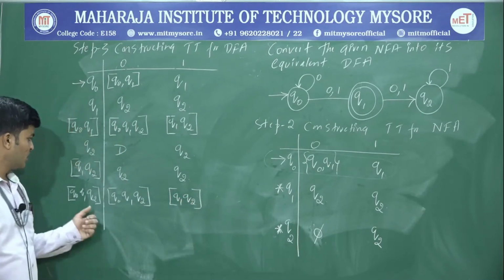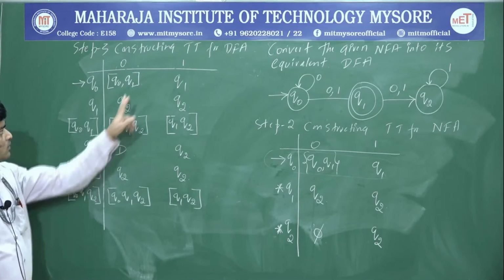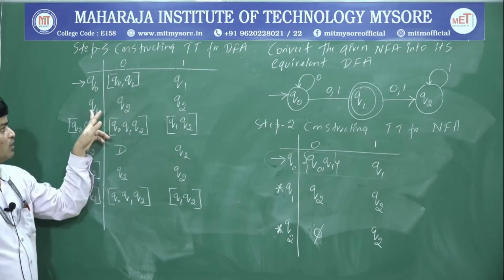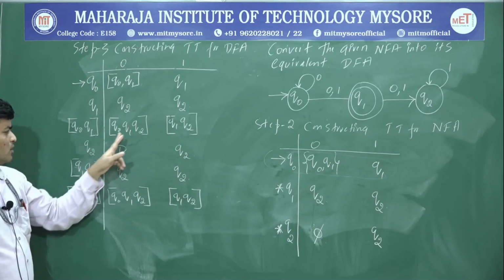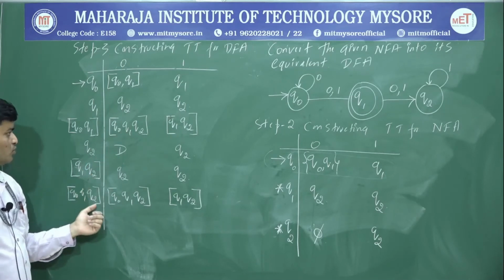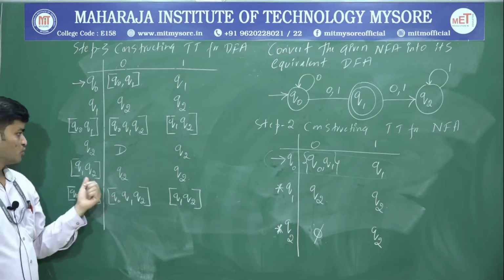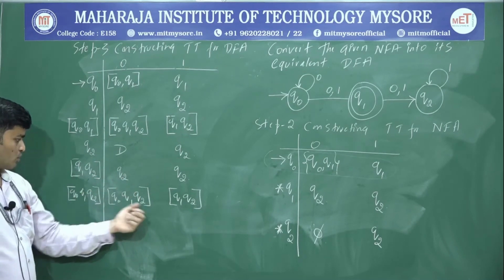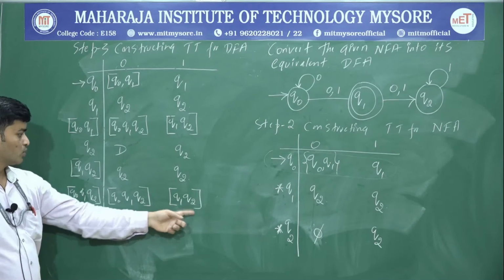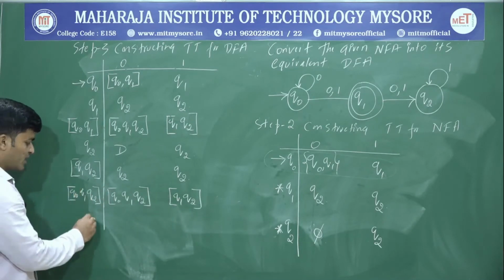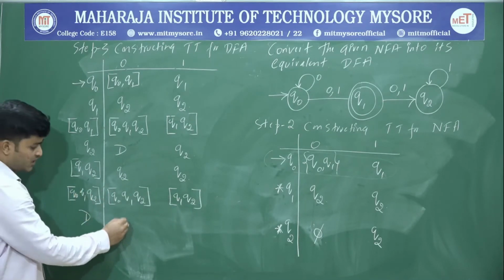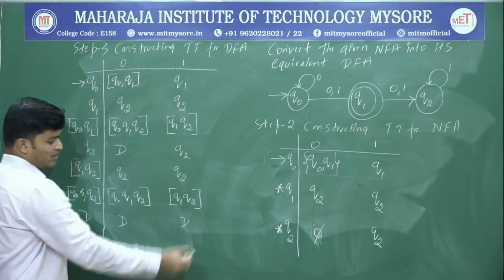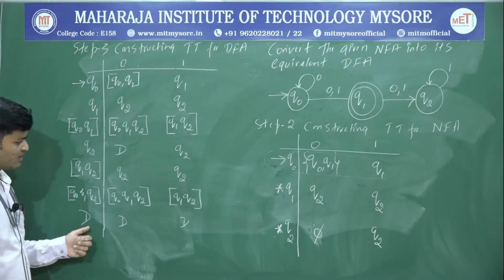Now check whether you got any new state. This one is over, this one is over, Q2 is over, Q naught Q1 Q2 is over, Q1 Q2 is over. If you want, you can write about the dead state. Once you reach the dead state, you will remain within the dead state. Either you can write it or skip that one.